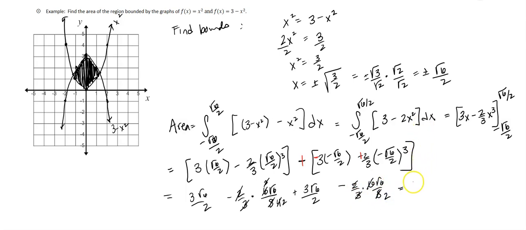So I end up with 3 square root of 6 over 2 plus 3 square root of 6 over 2, which just gives me 3 square root of 6. And then we end up with minus square root of 6 over 2 minus square root of 6 over 2, which is minus square root of 6. And I'm left with 2 square root of 6 units squared.